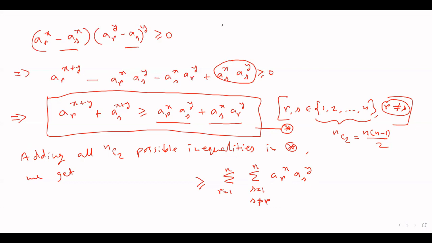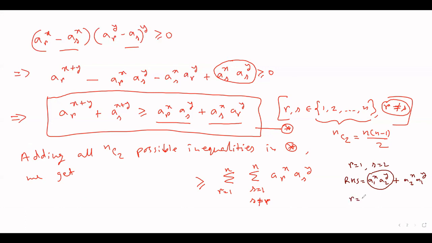consider this. If you choose r equals 1, s equals 2, then the right hand side is a_1 to the power x, a_2 to the power y, plus a_2 to the power x, a_1 to the power y, right? So you counted both of the cases, both of the combinations switching x and y. So both of them are already counted here.